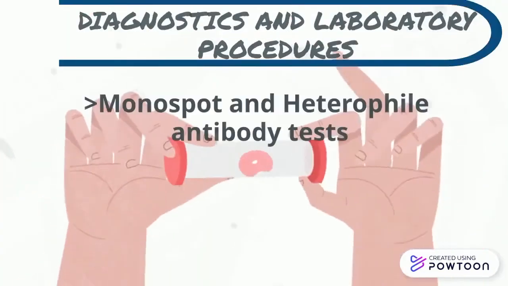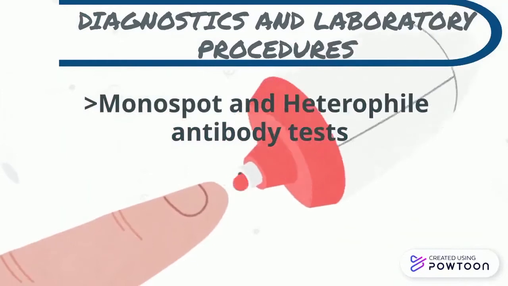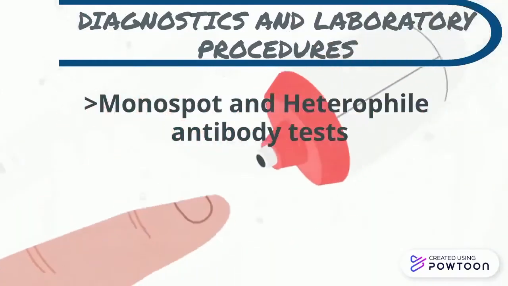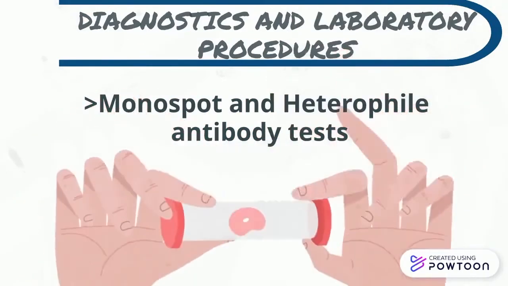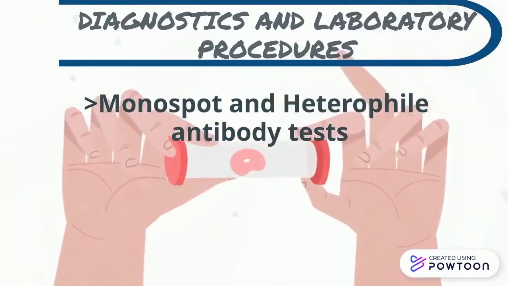Monospot and heterophile antibody tests. These tests rely on the body's immune system to make measurable antibodies against the EBV. The test detects proteins in the blood called heterophile antibodies that are produced by the immune system in response to an EBV infection.